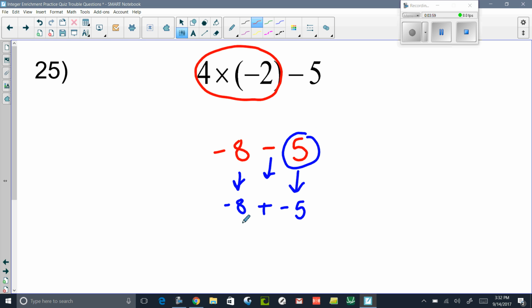Again, 2 negatives when adding stay negative. So signs are the same. We have a negative plus a negative. If we're adding and the signs are the same, we find the sum. And the sum means we add them. So 8 and 5 is 13. And we keep the sign to make it negative.